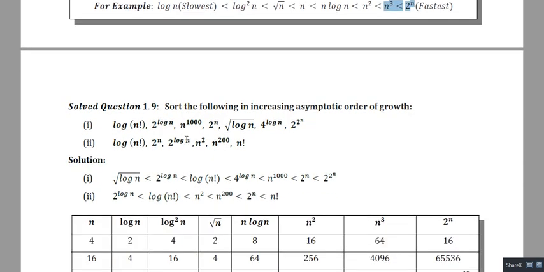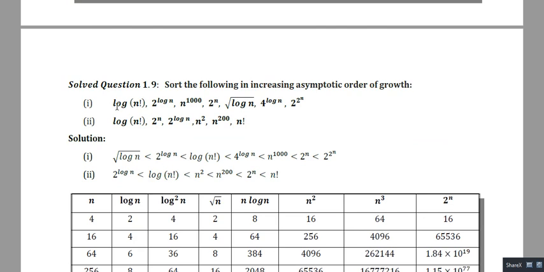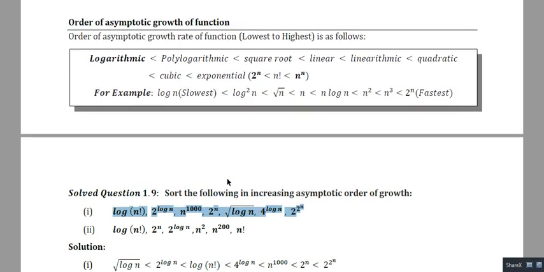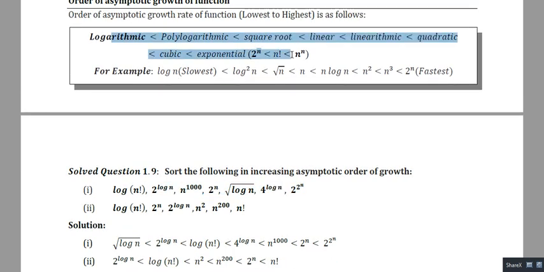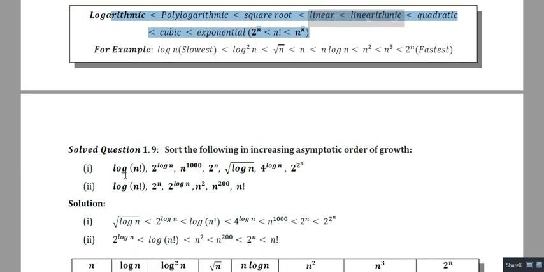Okay, so these are a few previous year GATE questions I have taken. You just try to arrange these functions in increasing order of their values, right? So you just follow this formula, and then arrange them.